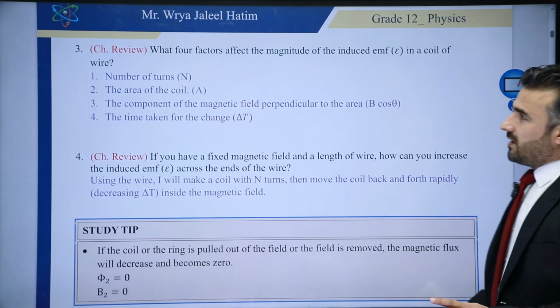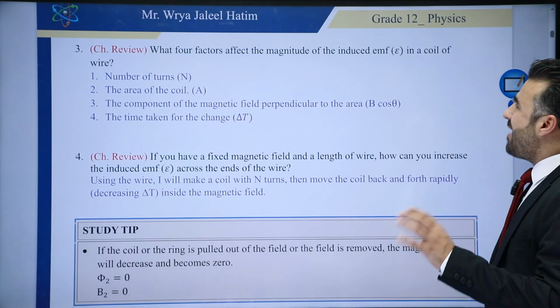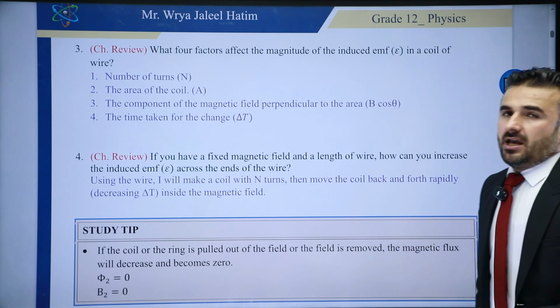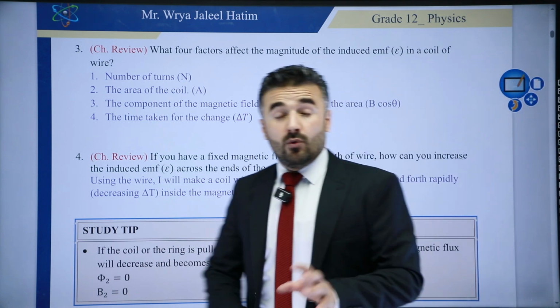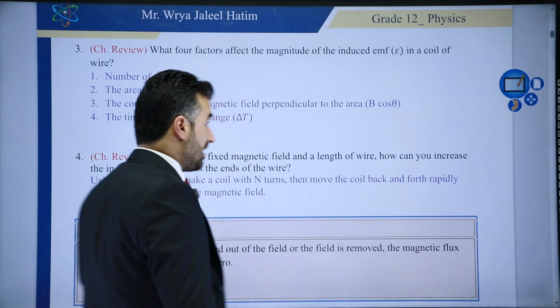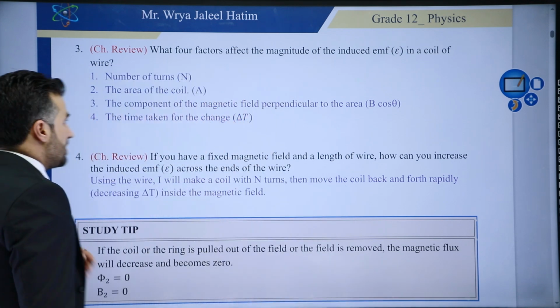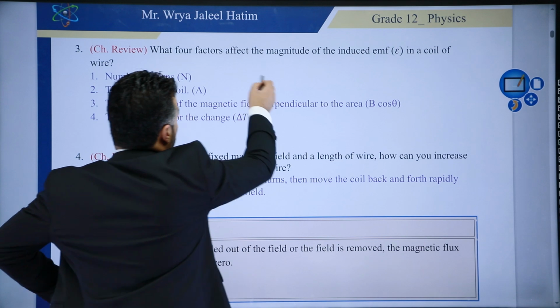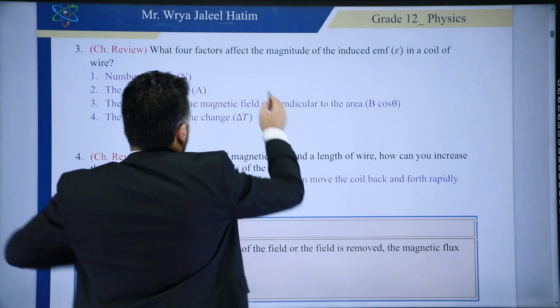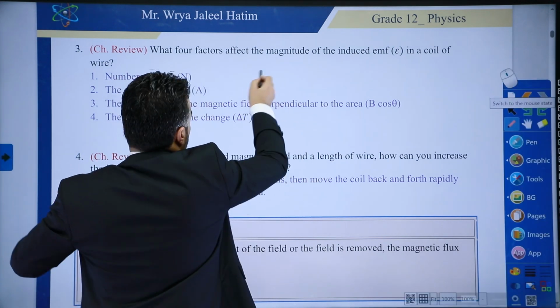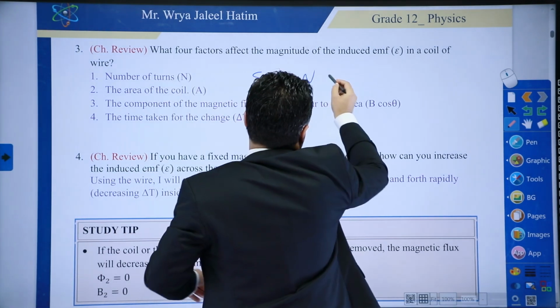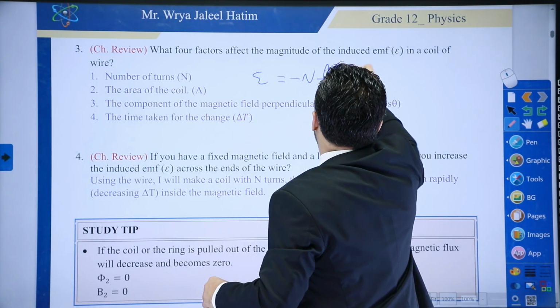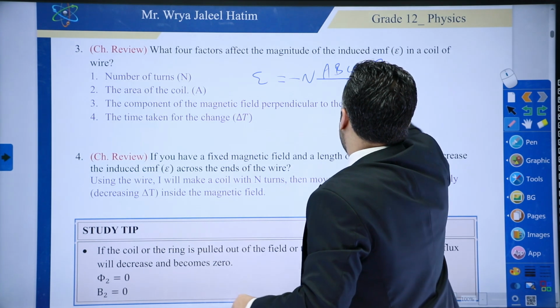Okay, now take a look at this one here. It says, what factor affects the magnitude of the induced electromotive force in a coil? Before you answer these questions, always write the equation, the main equation. Once you write the main equation, the rest is going to be very easy. We've learned that, using Faraday's law, electromotive force equals negative n AB cosine theta, and of course divided by delta time.